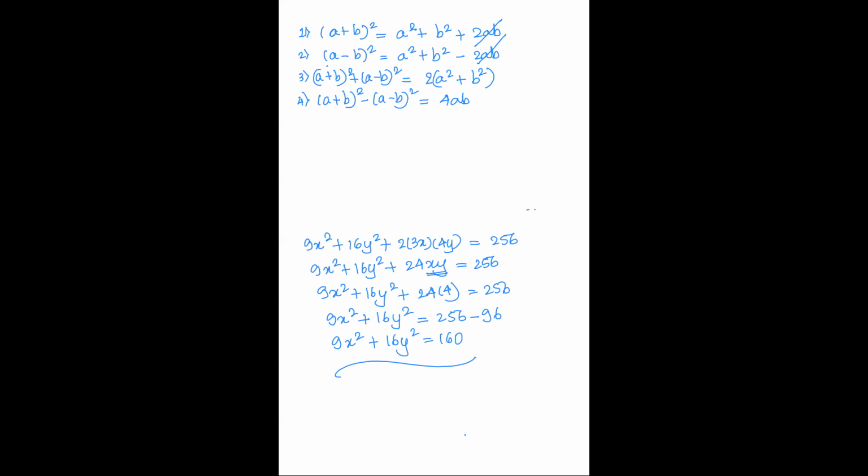The next question goes like this. A plus B is equal to 6. We have A minus B is equal to 4. The question is, find A square plus B square. And then afterwards, also find how much is AB.